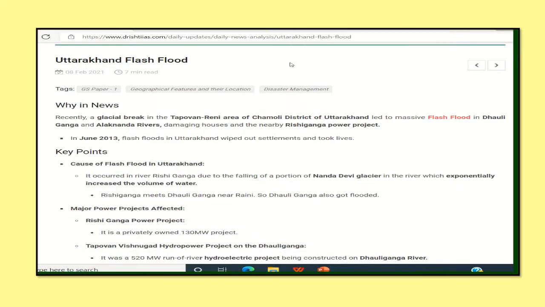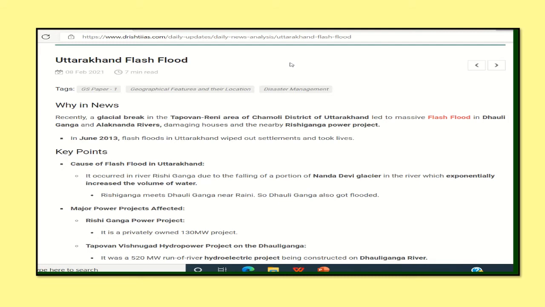Flash flood is a very common occurrence in the foothill states of the Himalayan zone due to melting of glaciers. We can take the example of the flash flood of Uttarakhand due to melting and retreat of the Nanda Devi Glacier. In 2021, very recently in last February, most probably the 7th of February, a glacial break at the Nanda Devi Glacier in the Tapovan Raini areas of Chamoli district of Uttarakhand led to a massive flash flood in the Dhauliganga and Alaknanda rivers, damaging houses, property, and the nearby Rishiganga power project.